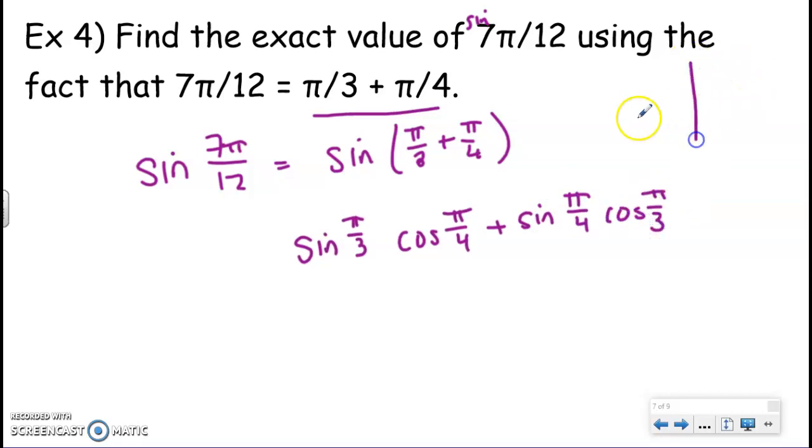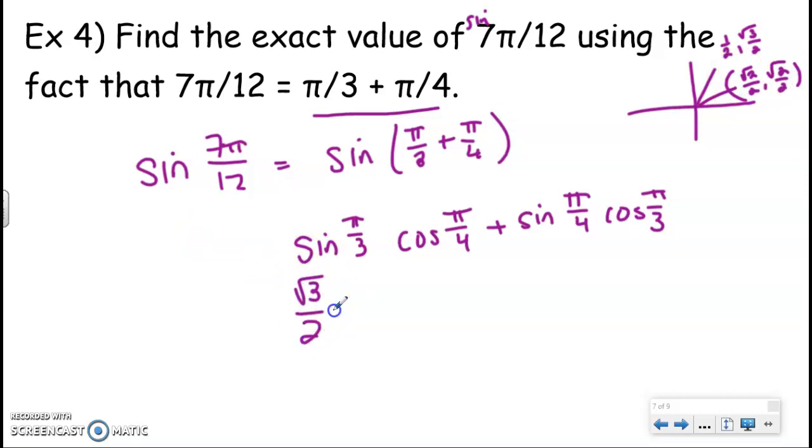Okay, and again, if you think of this, pi over 3 is here, so 1/2, the square root of 3 over 2, and then pi over, sorry, that's a bad angle, pi over 4 is the square root of 2 over 2, square root of 2 over 2. So when I plug those in, sine of pi over 3 is the square root of 3 over 2. Cosine is the square root of 2 over 2. Next part, sine of pi over 4 is the square root of 2 over 2. And cosine of pi over 3 is 1/2.